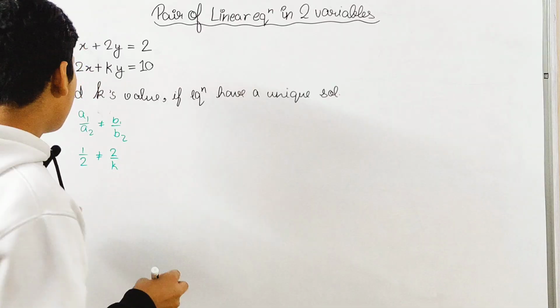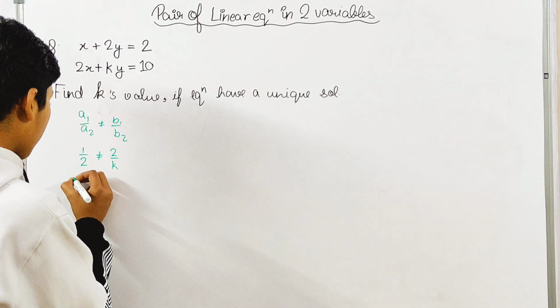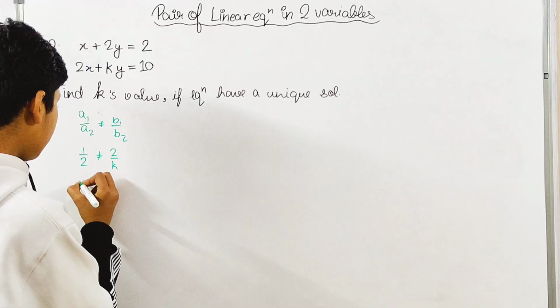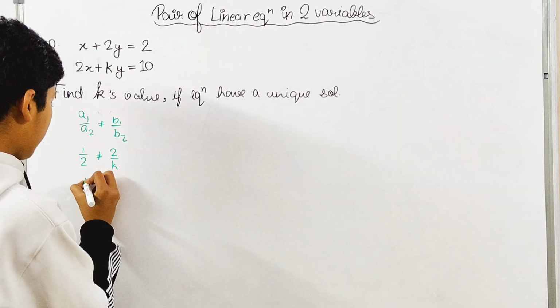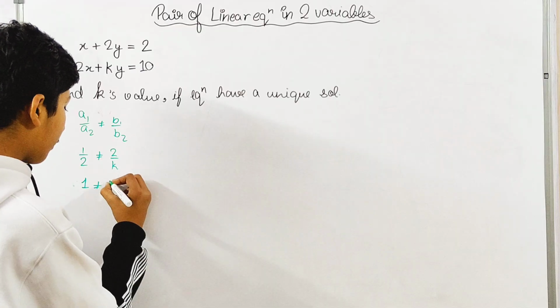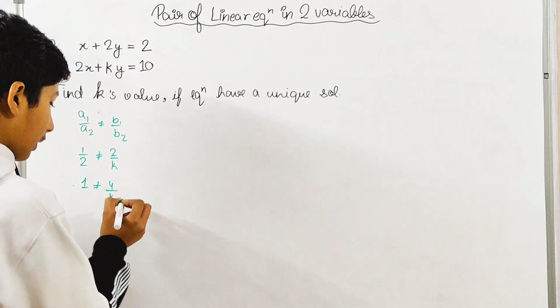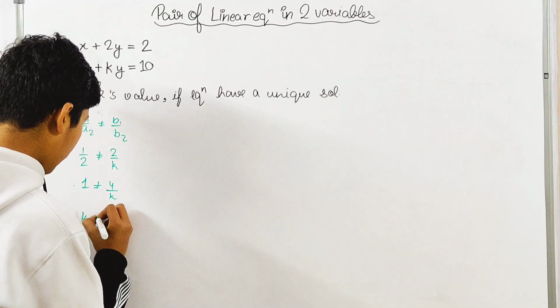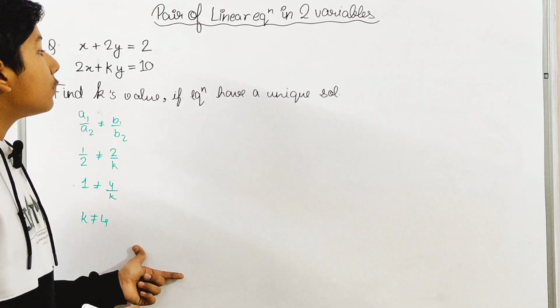Okay, now what we will do? We will multiply both the sides with 2. So 2 and 2 get cancelled, so it will be 1 not equals to 4 upon k. k will be this side. k not equal to 4. So k not equal to 4.